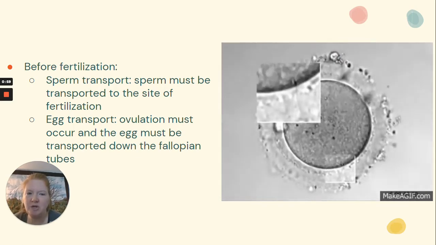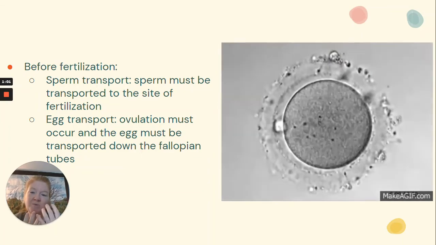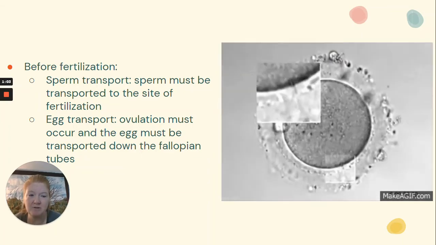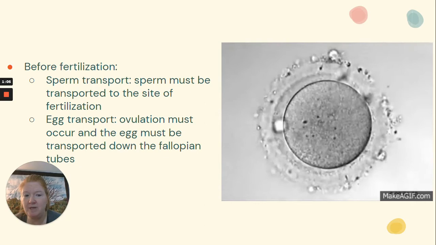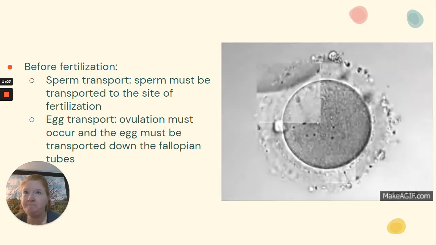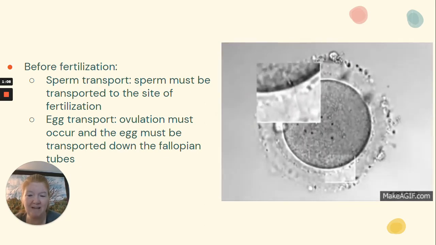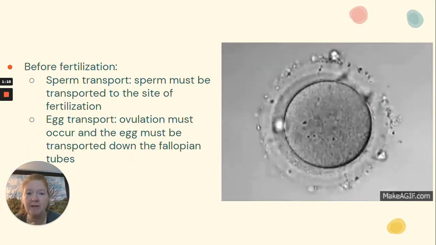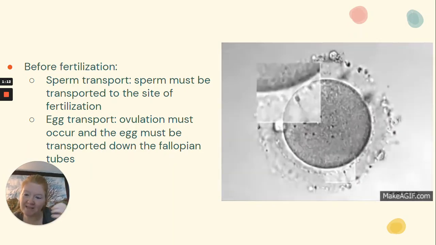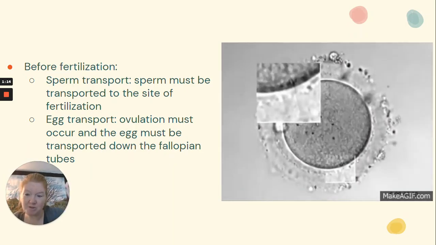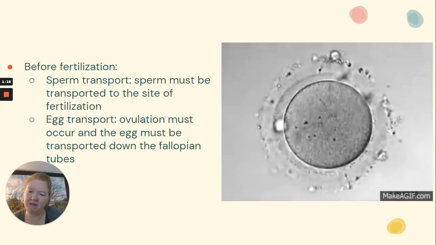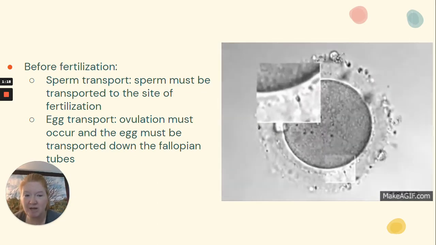So sperm has to be transported from the epididymis mixed with fluid to enable it to survive in the vagina, in the uterus, and in the fallopian tube in that long journey. Okay, so sperm has to be transported from the epididymis to the fallopian tube. That has to happen. Second, egg transport has to happen.